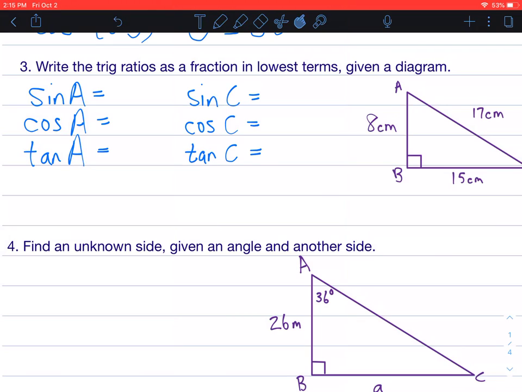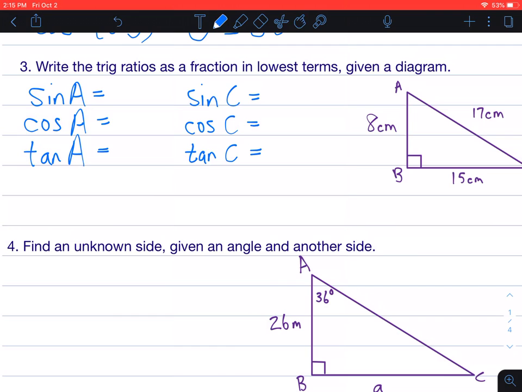Hi everybody. Let's take a look at the third type of trigonometry question you would get when we're looking at right angle triangles. So this type of question is going to ask you to write the trig ratios as a fraction in lowest terms given a diagram. Now this question might also ask you to write the answer as a decimal and round, so we'll take a look at how to do that as well.